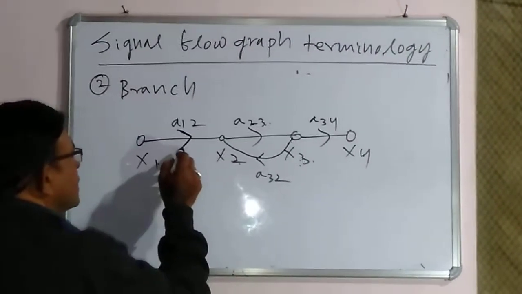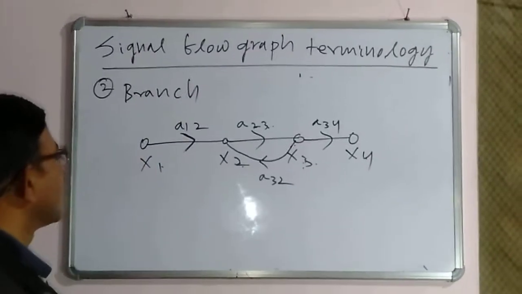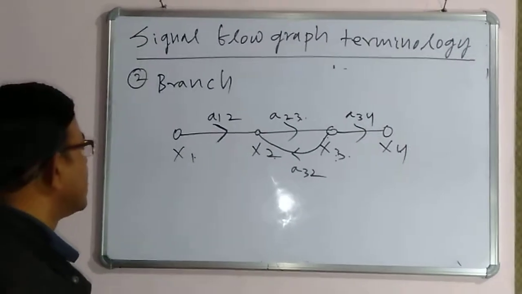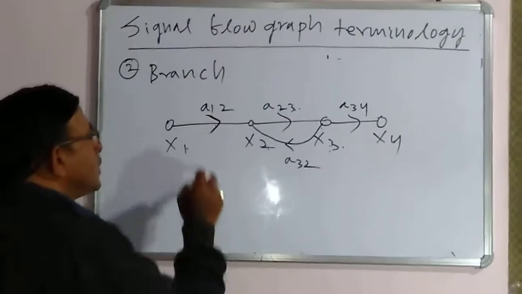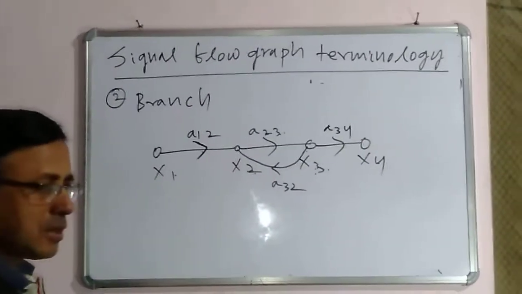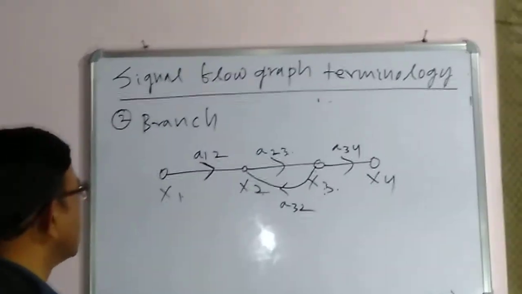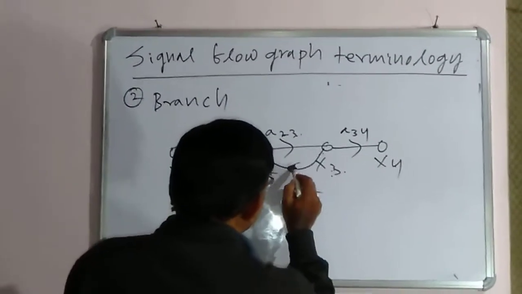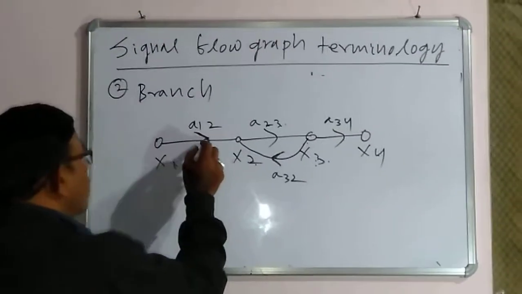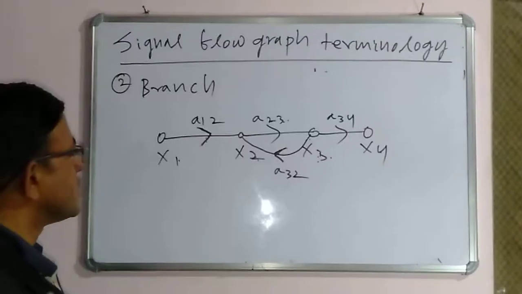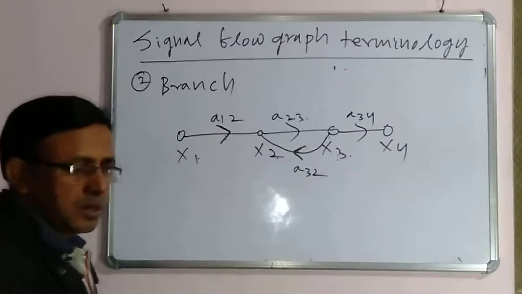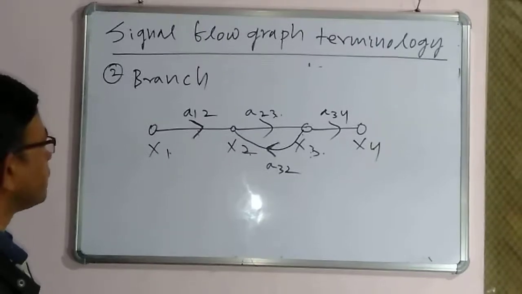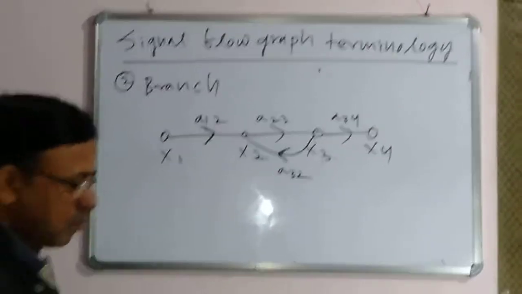So a branch is nothing but something which connects two nodes, and the signal can flow only in one direction. In a branch, the signal can flow only in one direction. In this branch, the signal can flow in this direction. There is no bidirectional flow of the signal in one branch. It means in a single branch, the signal cannot flow in both directions. Clear? Okay. This is about the branch.